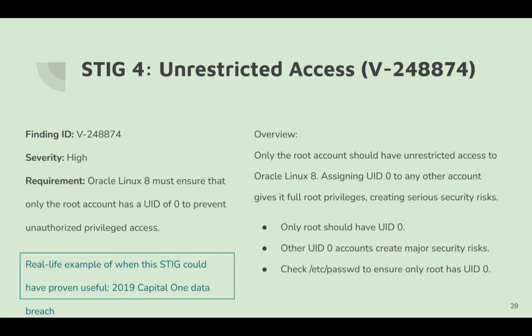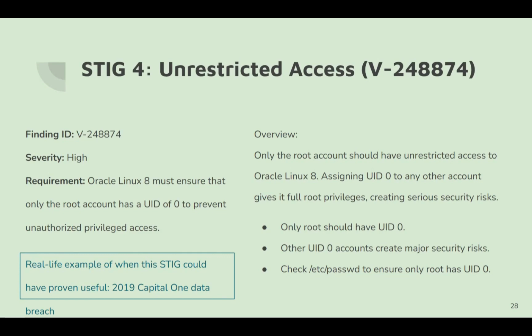The overview highlights the dangers of this. If another account is UID 0, it can essentially act as root without triggering root login alerts, bypassing normal security measures. To stay compliant, we need to regularly check the /etc/passwd file and make sure no account besides root has UID 0.